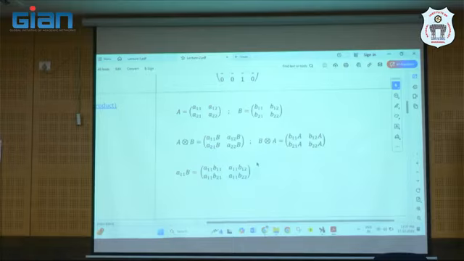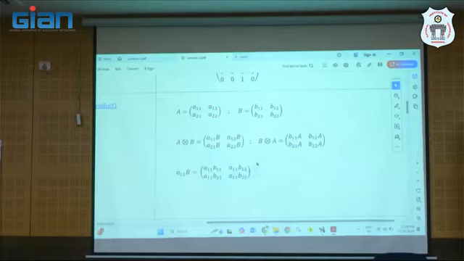Correct? This will be a 4 by 4 matrix. B tensor A will be what? Now you see, you will take B11 times A. Here you were taking A11 times B, now you take B11 times A, then B12 times A, B21 times A, B22 times A. So you can see the order matters. But this is also a 4 by 4 matrix.